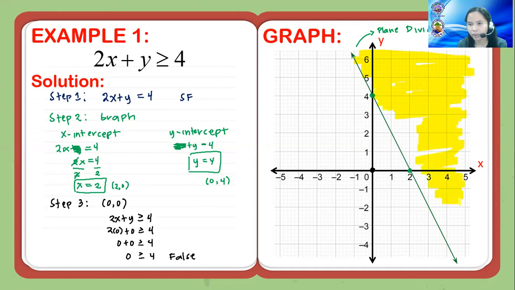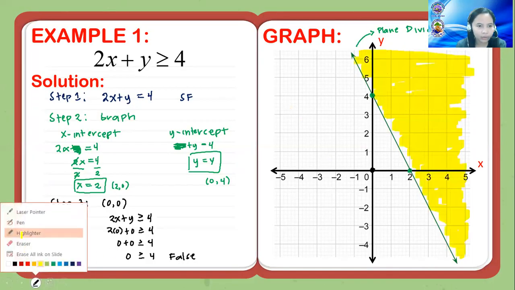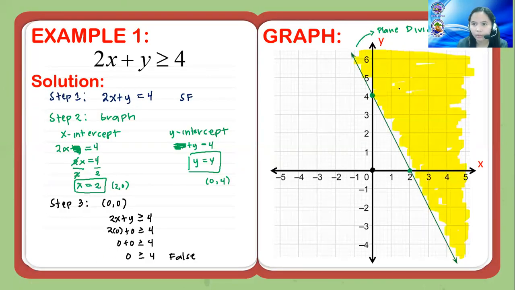Once we are done shading this part, we can now write that this part is the solution set. So we will just write, solution set. This will be the graph of the linear inequality 2x plus y is greater than or equal to 4. This is now the graph.